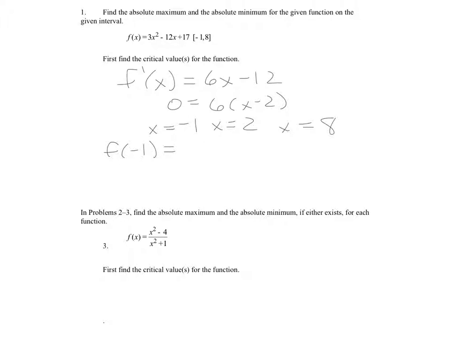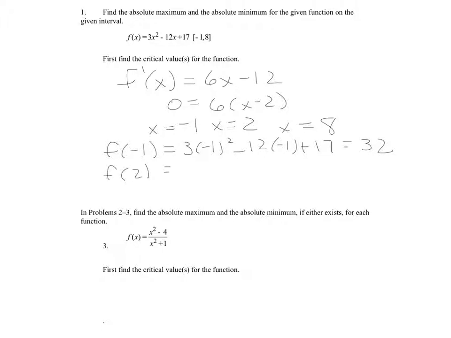So if I plug negative 1 into the original, I'm going to get 3 times negative 1 squared minus 12 times negative 1 plus 17. What does that equal if you clean it up? I believe that's 32. Y'all double check me on that. Does that make sense? Okay.